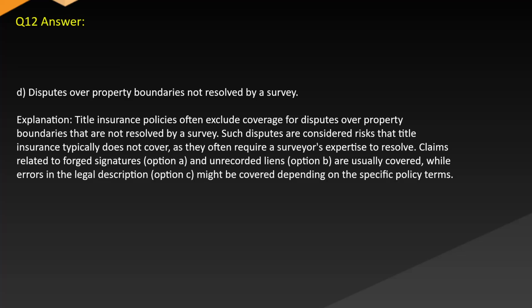Answer. D. Disputes over property boundaries not resolved by a survey. Explanation. Title insurance policies often exclude coverage for disputes over property boundaries that are not resolved by a survey. Such disputes are considered risks that title insurance typically does not cover, as they often require surveyors' expertise to resolve. Claims related to forged signatures, option A, and unrecorded liens, option B, are usually covered, while errors in the legal description, option C, might be covered depending on the specific policy terms.